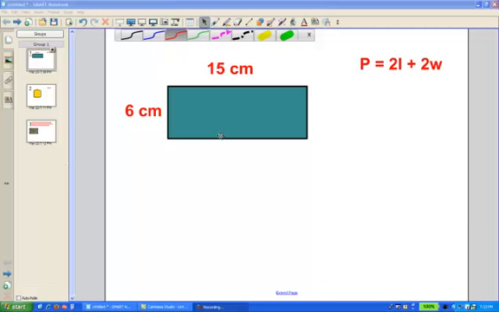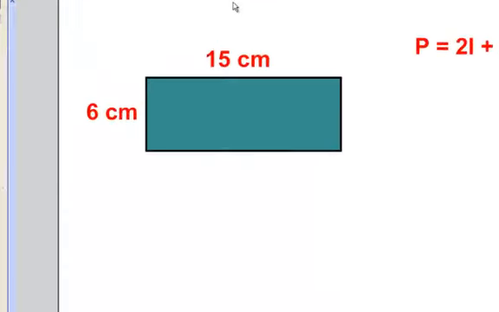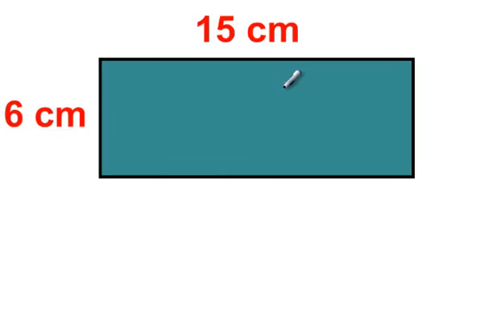Alright, we're working with perimeter, and perimeter is the distance around the outside of a figure. So I have a rectangle right here, and I know two of the sides are 15 and 6. A rectangle has the property that opposite sides are equal. So the opposite side here is 15, so that's going to be 15 centimeters.